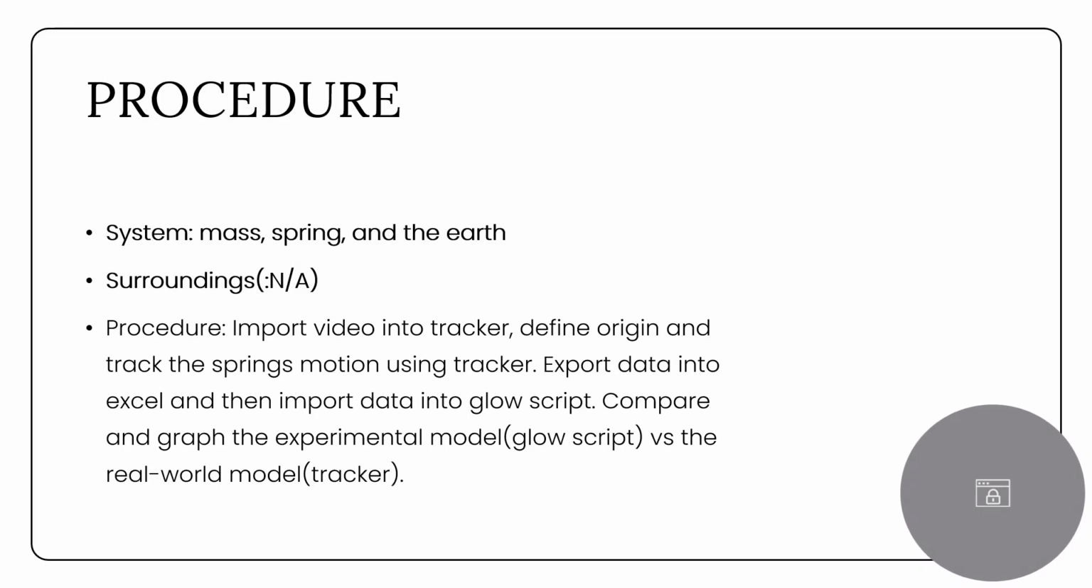So the procedure for this lab: first, let's identify the system and surroundings. The system is the mass, the spring, and the Earth, and the surroundings are none, so that we can make work equal to 0. The procedure is to import the video into Tracker, define the origin and track the spring's motion using Tracker, export data into Excel, and then import data into GlowScript, and compare and graph the computational model, GlowScript, versus the real-world model, Tracker.